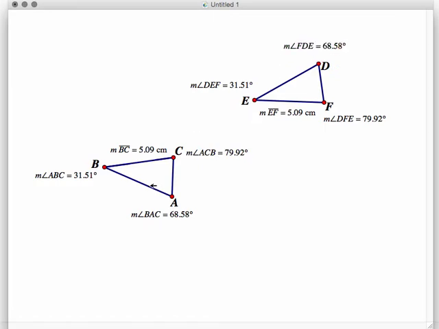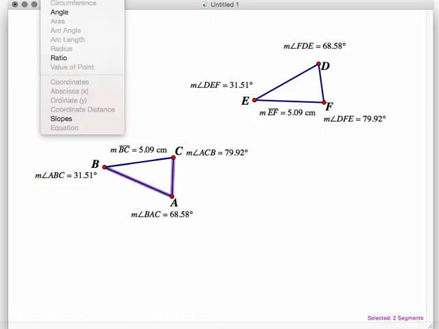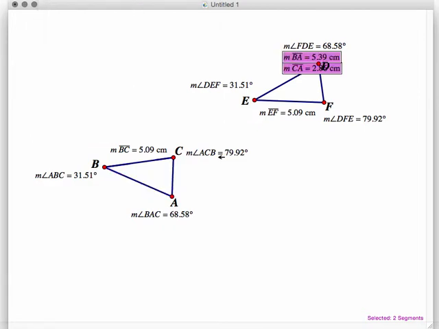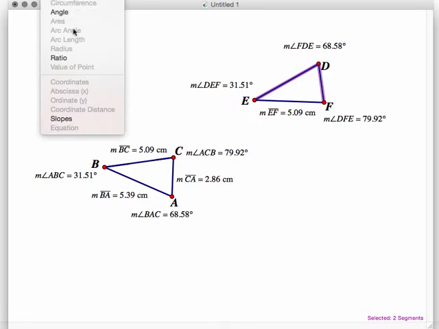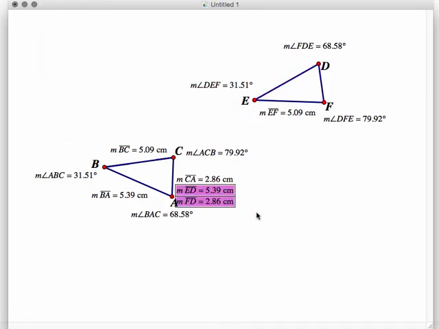All right, let's measure our missing sides. Okay, so the measure of BA is 5.39. CA is 2.86 centimeters. Let's measure our two missing sides over here. And we see that ED is 5.39 and FD is 2.86. Well, there we go. We've shown that all of our angles are equal and all of our sides are equal.